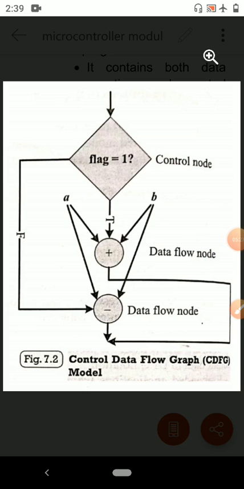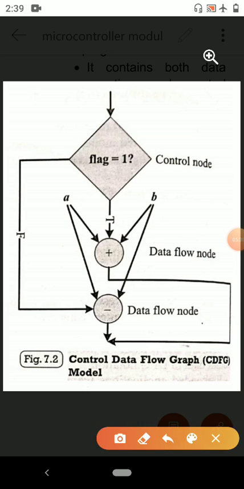The control node is represented by a diamond block, which is the decision making element in a normal flowchart based design. CDFG translates the requirement which is modeled to a concurrent process model. The decision on which process is to be executed is determined by the control node.